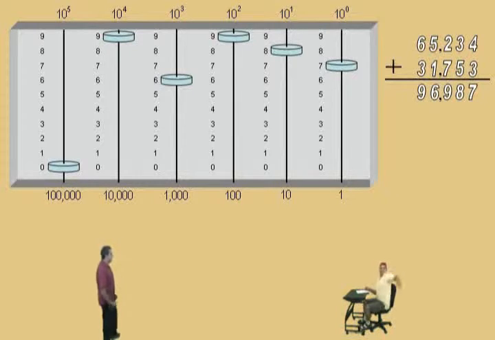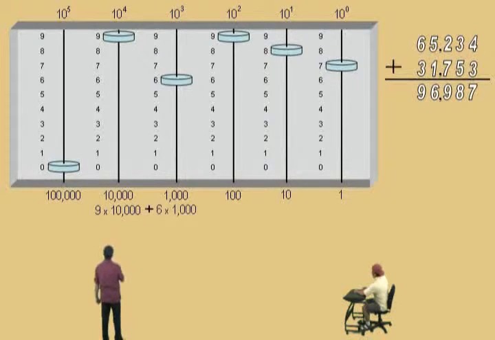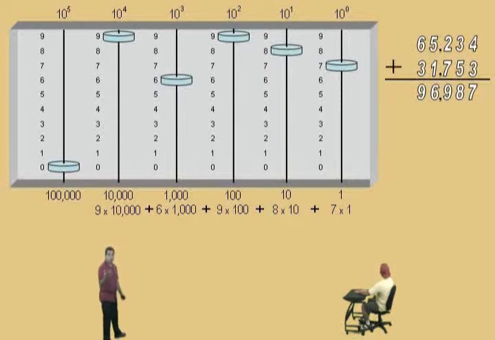Very nice there, Charlie. Now, look at our numbers here. Notice we have 9 of these 10,000s, right? We have 6 of these 1,000s, 9 of these 100s, 8 of these 10s, and of course, 7 of these 1s. Remember, your first column in any base is always the 1s column because anything to the 0 power is 1, except for 0 to the 0, right?